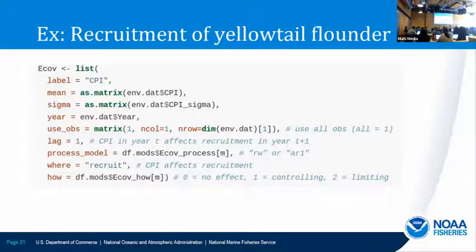In the future, your environmental covariate could affect growth or some other process besides recruitment. And then this is how the modeled covariate would actually impact the population. So these are the different recruitment functions.